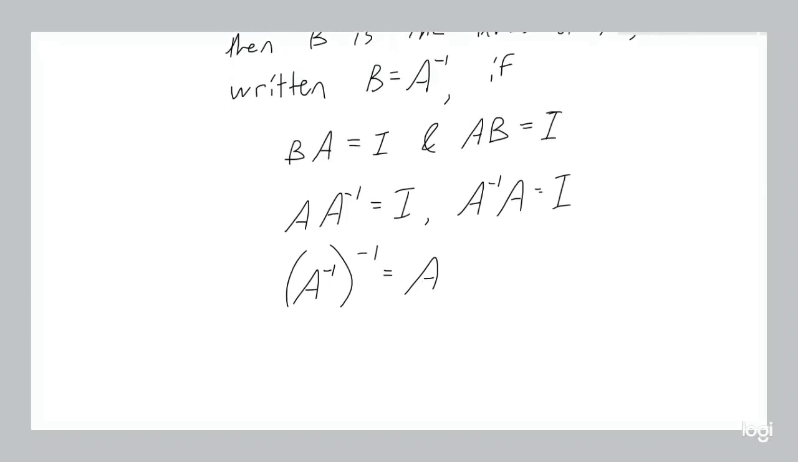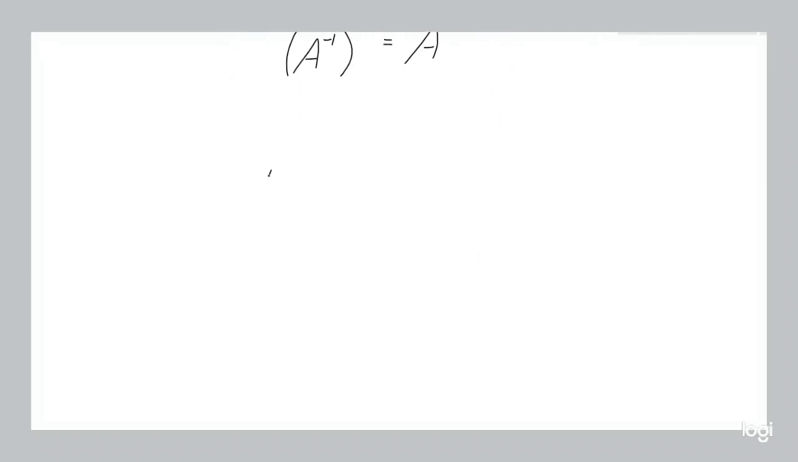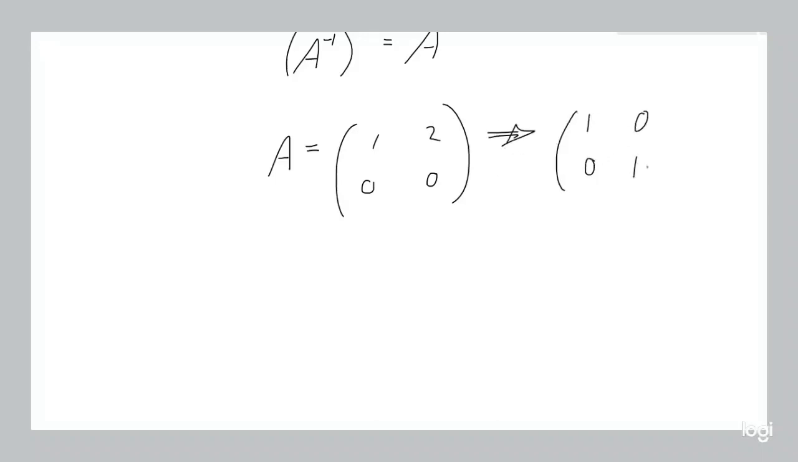Now, again, not every matrix has an inverse. If you have, for example, A equals 1, 2, 0, 0, well, there's nothing you can multiply this by. There's no matrix you can multiply this by to get the identity matrix. Okay, because these zeros here will ensure that you have zeros in the bottom row, which means you can't get that 1 there. Okay, so not every matrix has an inverse, but those that do, there's different ways to find them.